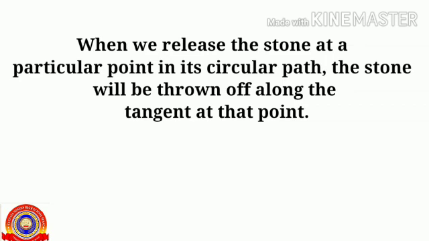For this reason, in hammer throw, before the hammer is let go of, it is whirled around along a circular path. It helps to acquire sufficient speed. And when it is released after obtaining sufficient speed, it can travel through a longer distance in the direction of the tangent of the circle at the point of release.